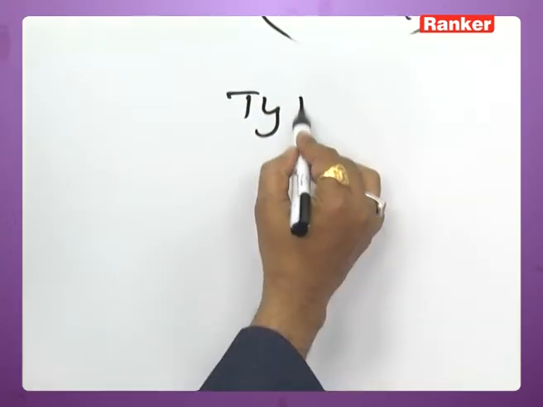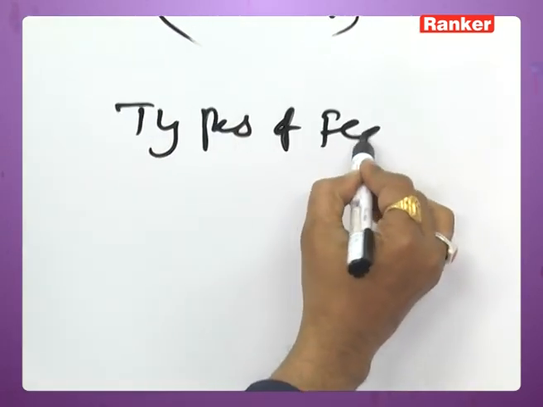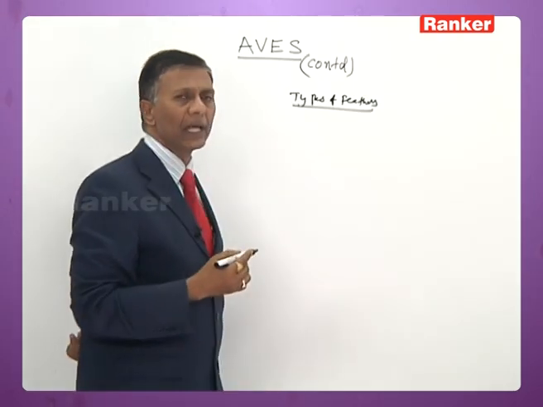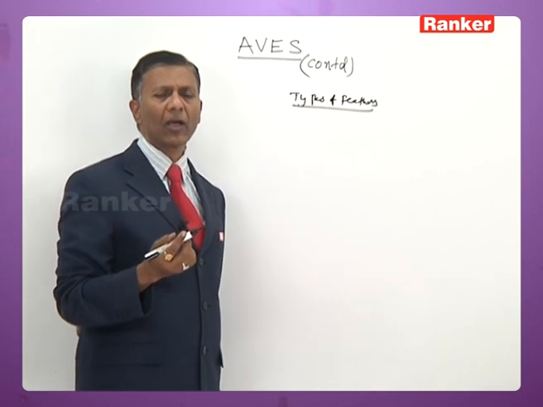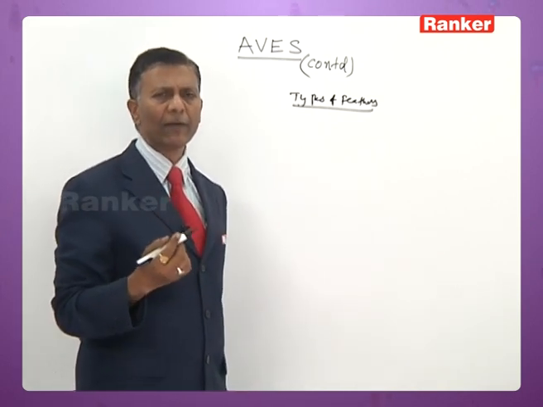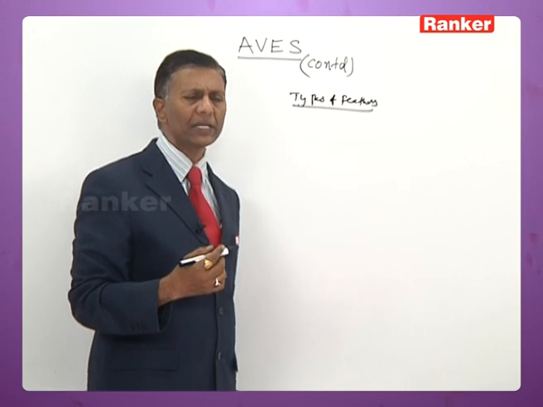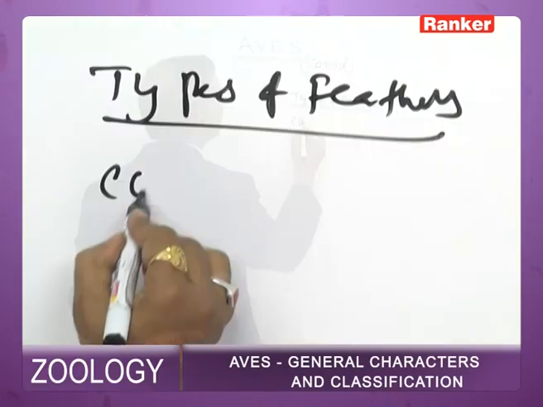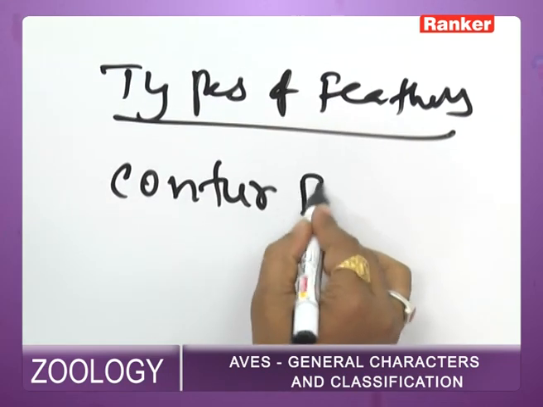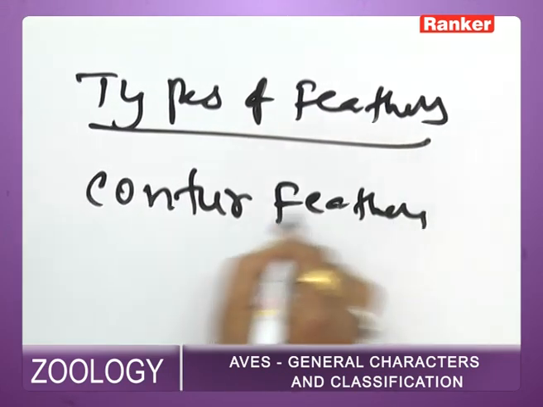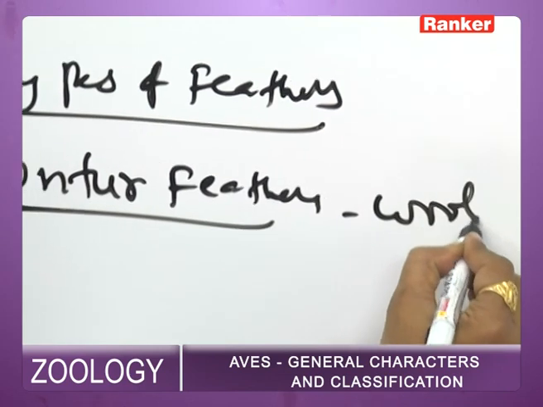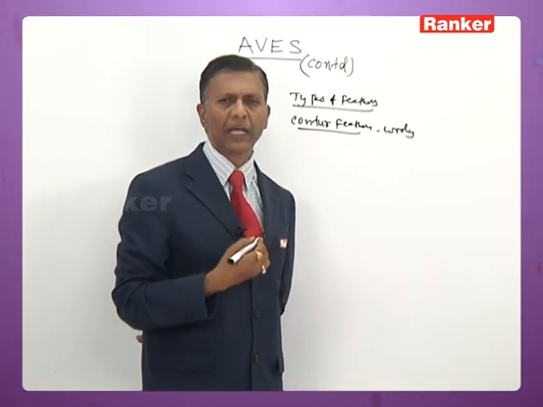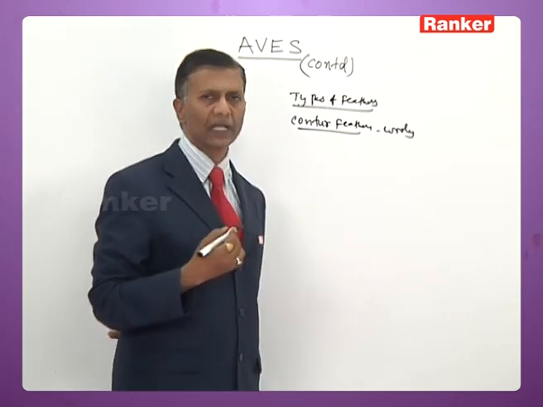Now, the types of feathers. As I said earlier, the tail feathers are called rectrices, and the quill feathers present on the wings are called remiges. And the contour feathers, the small woolly feathers present all over the body on the back and on the ventral side, are called contour feathers.